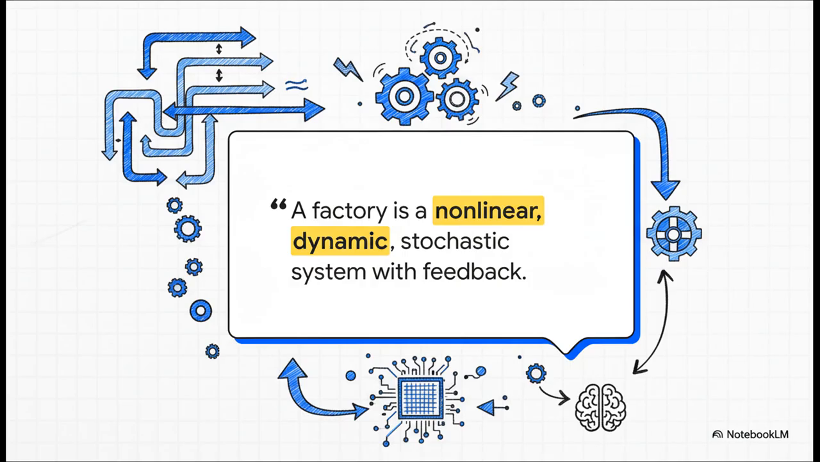Well, the answer isn't simple, and that's because a factory itself isn't simple. And this right here, this definition, is the whole key. A factory is a nonlinear, dynamic, stochastic system with feedback. Okay, that sounds like a mouthful, but let's break it down. It means things aren't straightforward. It's always changing. There's randomness you can't control, and everything you do has a ripple effect. And that complexity right there is exactly why trying to run a fab on gut feel and experience alone just doesn't work. In fact, it's almost guaranteed to lead you down the wrong path.